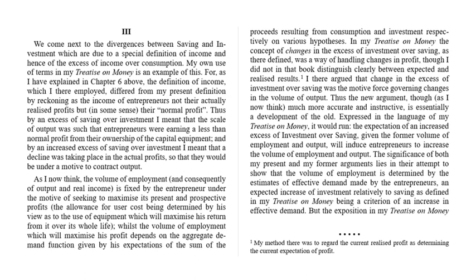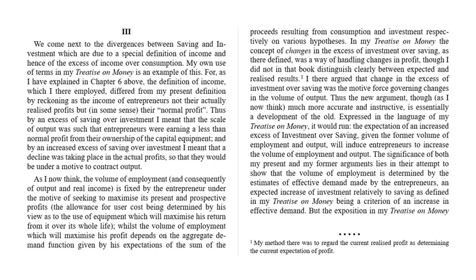As I now think, the volume of employment, and, consequently, of output and real income, is fixed by the entrepreneur under the motive of seeking to maximize his present and prospective profits, the allowance for user cost being determined by his view as to the use of equipment which will maximize his return from it over its whole life, whilst the volume of employment which will maximize his profit depends on the aggregate demand function given by his expectations of the sum of the proceeds, resulting from consumption and investment, respectively, on various hypotheses.